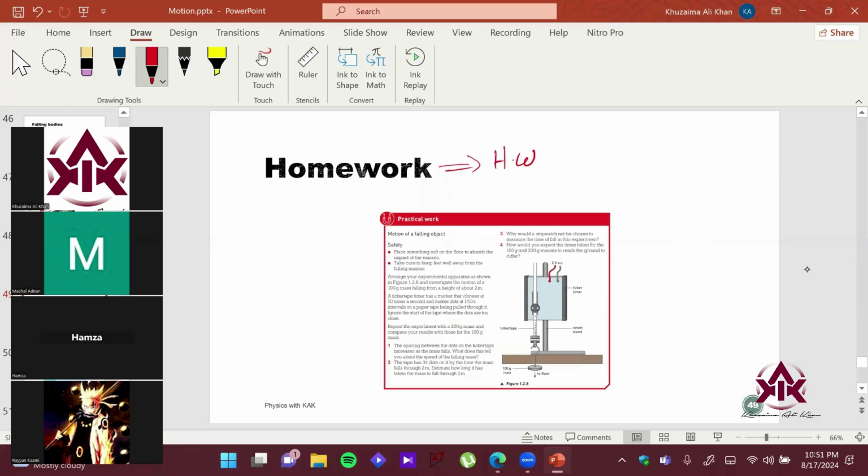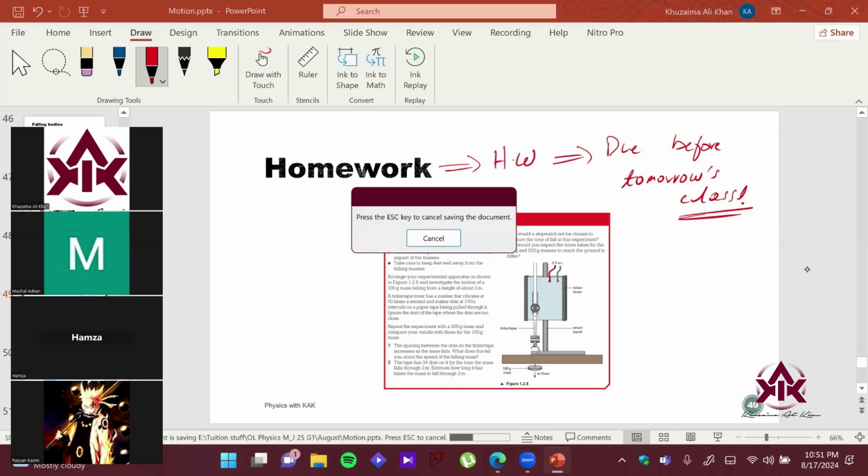So these two homeworks are both due before tomorrow's class. When do you have to submit? Before tomorrow's class. You can do it right now or just before the class, right? But everyone must submit before the class. So any questions in today's lecture up till now? Should I repeat something? If everything is clear, give me a thumbs up.